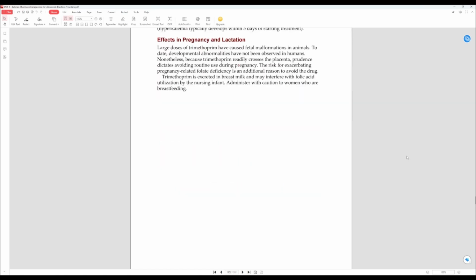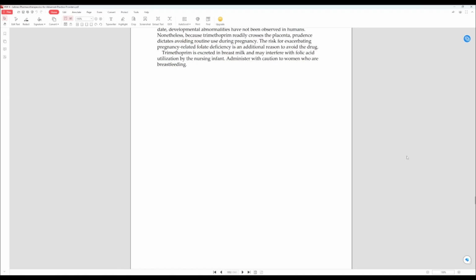Effects in pregnancy and lactation. Large doses of trimethoprim have caused fetal malformation in animals. To date, developmental abnormalities have not been observed in humans. Nonetheless, because trimethoprim readily crosses the placenta, prudence dictates avoiding routine use during pregnancy. The risk of exacerbating pregnancy-related folate deficiency is an additional reason to avoid the drug. Trimethoprim is excreted in breast milk and may interfere with folic acid utilization by the nursing infant. Administer with caution to women who are breastfeeding.